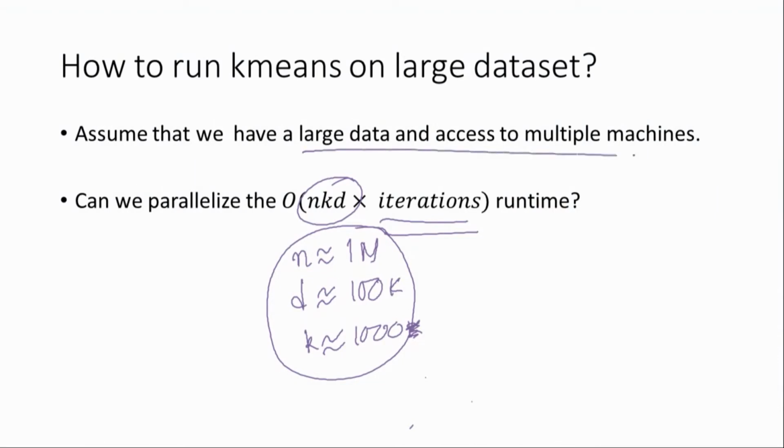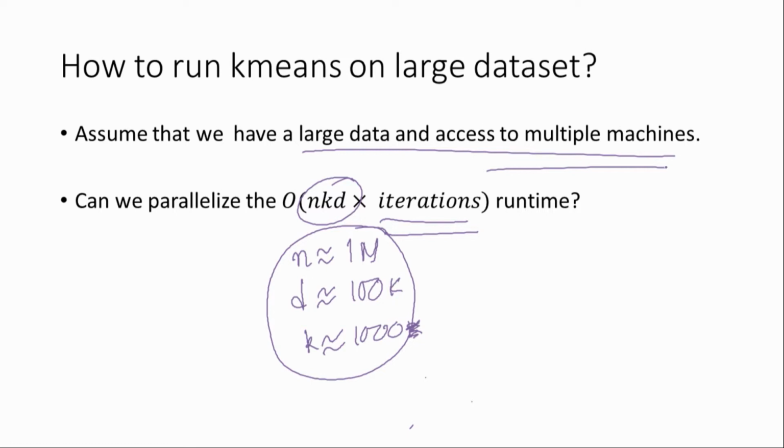One way to scale this up is to use multiple machines. But using multiple machines is not trivial, because if you remember, we have to do this iterative thing: find the centers, assign the points, find the centers, and so on. So how will we do this?